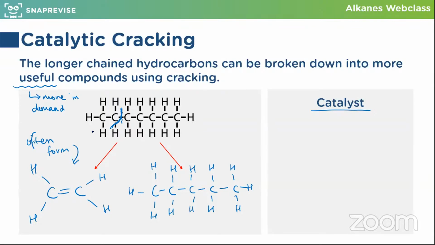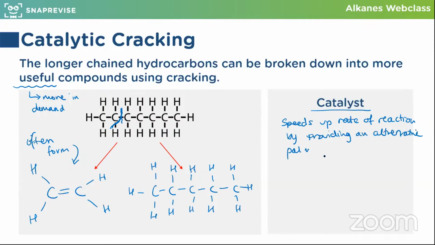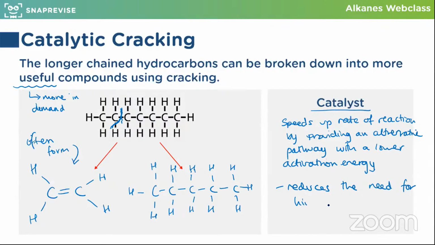So those of you that are answering questions about a catalyst, we're using a catalyst because it speeds up the rate of reaction by providing an alternative pathway with a lower activation energy. And so in this case, it can reduce the need for high pressure and high temperature.